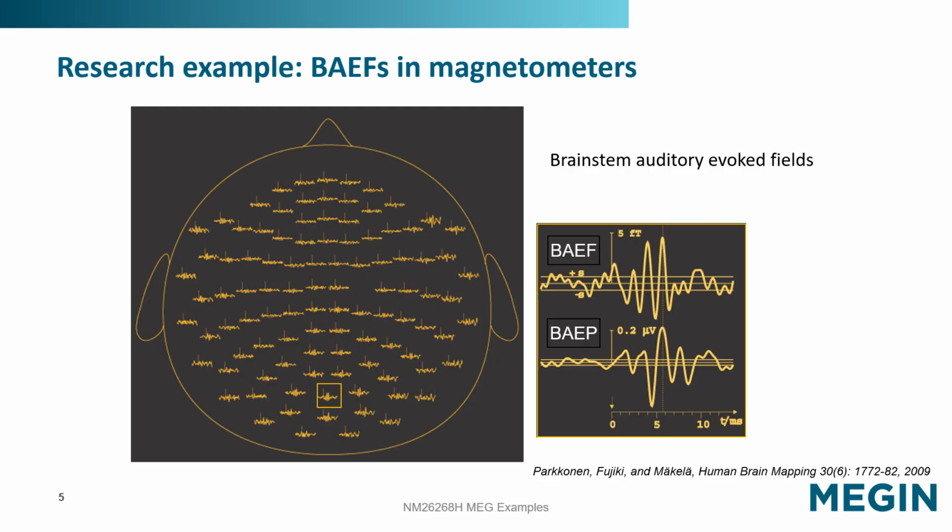Only magnetometer channels were used in the analysis because gradiometer channels cannot resolve signals from such weak sources located far away from the sensors. Even after signal averaging, the brainstem evoked fields are very weak. The peak amplitudes of about 5 femtotesla are probably the weakest detectable biomagnetic signals.